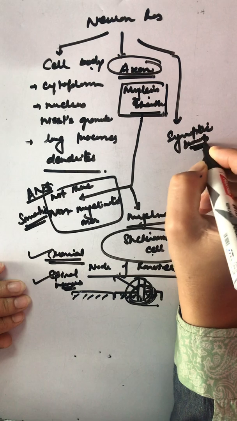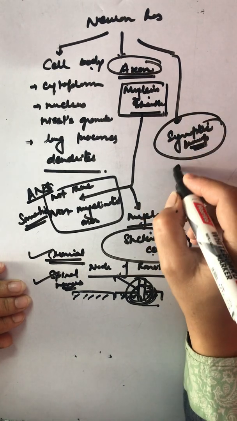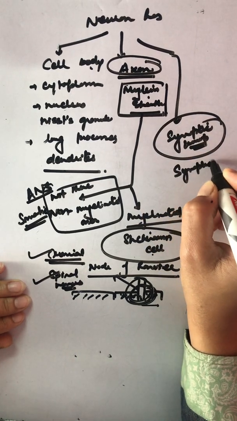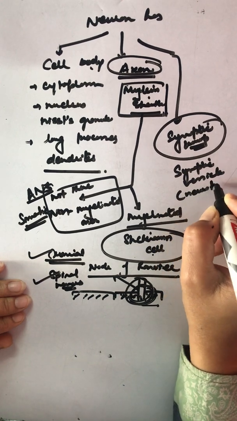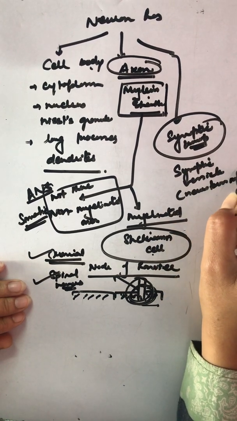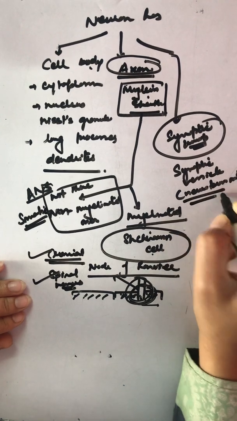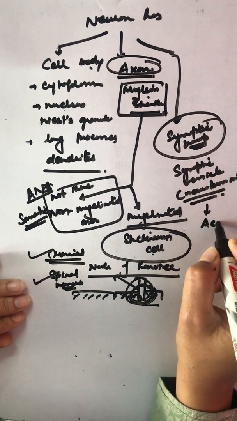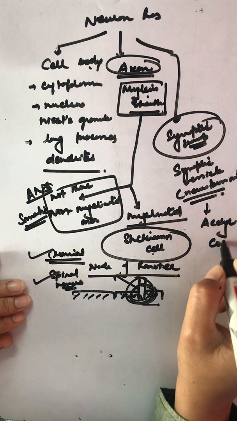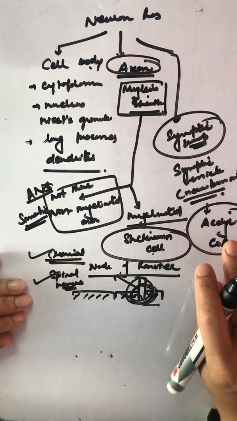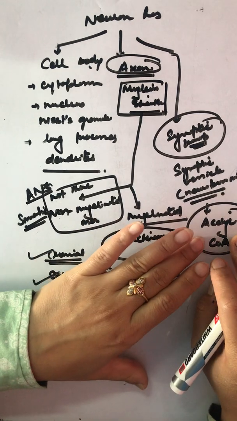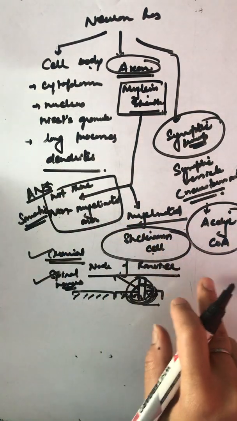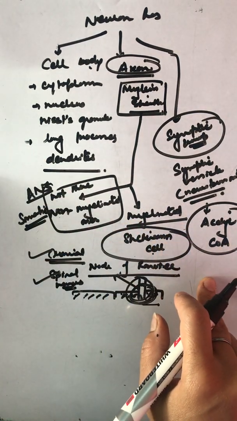Synaptic knob means which contains a synaptic vesicle and a neurotransmitter in it. What is this neurotransmitter doing? This neurotransmitter is acetyl coenzyme A. This acetyl coenzyme is basically responsible for the transmission of message in the chemical form. Throughout, the message is traveling in the electrical form.